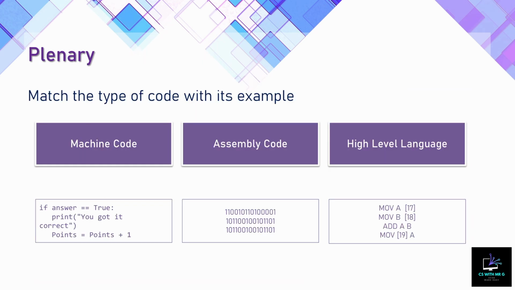So just to finish off, I'd like you to match the type of code with the example. And as you can see, it's fairly simple. We've got machine code on the left here, as we know is the binary numbers for the computer. So that'll be that one there. Assembly code uses the mnemonics, like we mentioned earlier, and that will be this one here. And then a high-level language uses words that we're familiar with as humans, and that goes over there on the left.